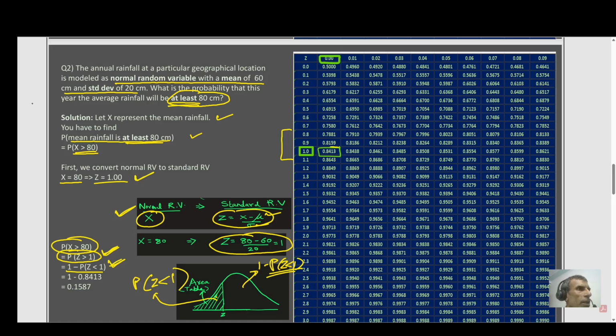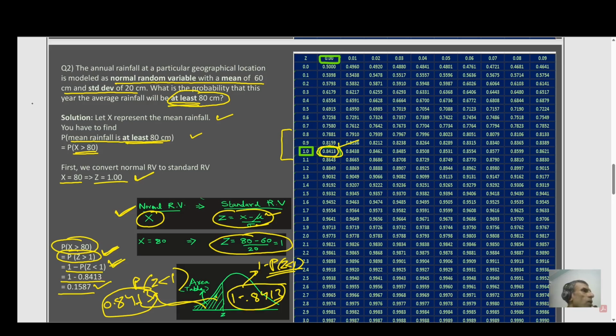So I calculate my value and the answer comes out to be 0.8413. So once I know the probability of z less than 1 is 0.8413, I subtract this number from 1. So this number is going to be 1 minus 0.8413, because your total area is always equal to 1. And that's what I'm doing over here, and my answer comes out to be 0.1587. So the probability that the average rainfall will be at least 80 centimeters is a 15.87% chance.